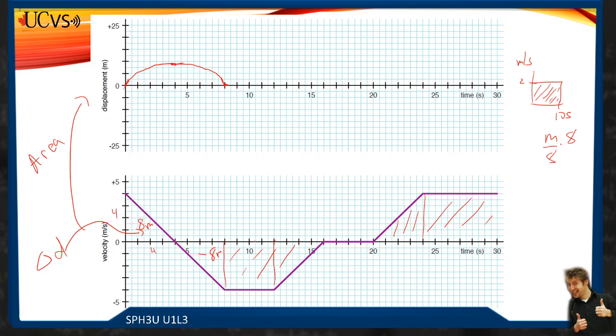Next one, this is going to be 4 times 4, so this is just negative 16. So this is telling me between 8 and 12 seconds, I'm going to lose another 16 meters.